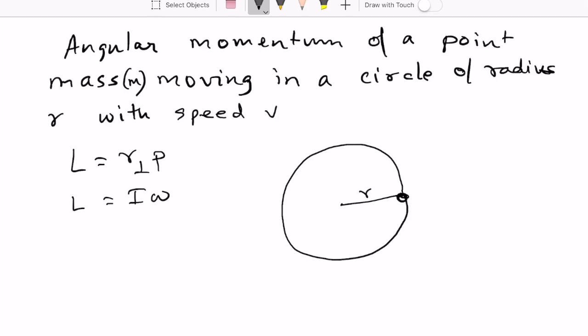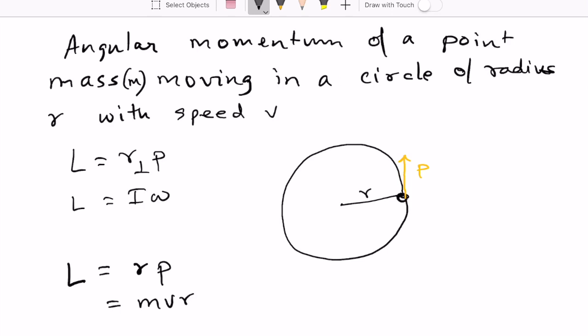So if the object is moving with the speed v, it has a linear momentum p, which is equal to mv, right? So what would the angular momentum be? If you use the formula L is equal to r perpendicular multiplied by p, r perpendicular is just r, right? So the angular momentum turns out to be r multiplied by p, which is r times mv.